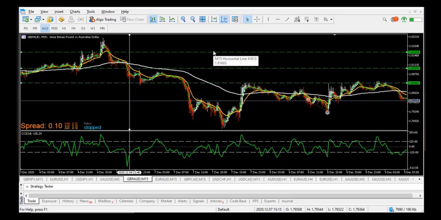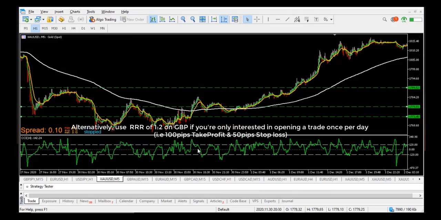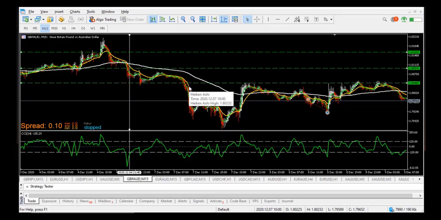But if you must do a 1-to-2 reward ratio, if you know that you can only set up a trade just once a day, then you can set it just like the gold USD, 100 pips take profit and 50 pips stop loss. You can do the same here if you know you only have a chance to set a trade once in a day. So that's all about this section.